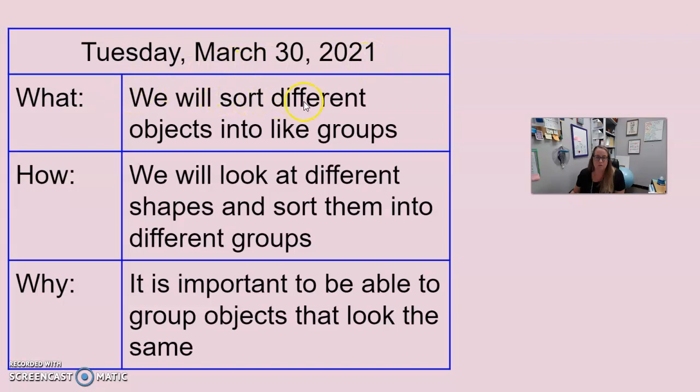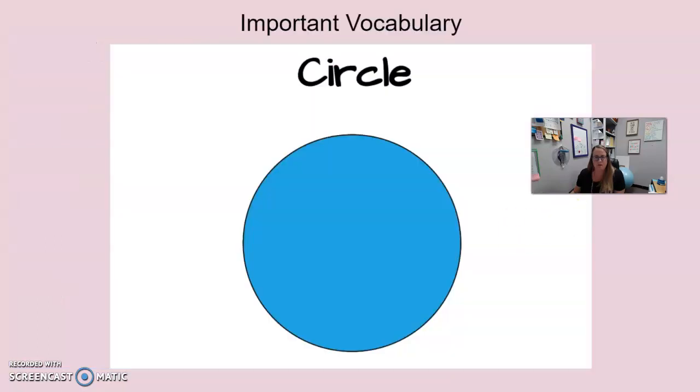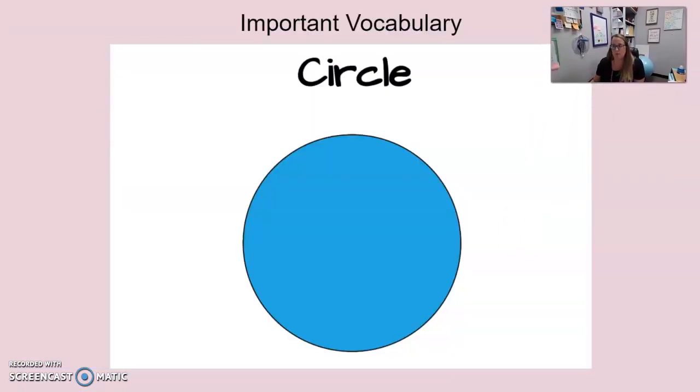Today we will sort different objects into like groups. How are we going to do this? Well, we will look at different shapes and sort them into different groups. And why are we going to do this? Well, it's important to be able to group objects that look the same. So let's get started. The first thing we're going to do is look at our important vocabulary.